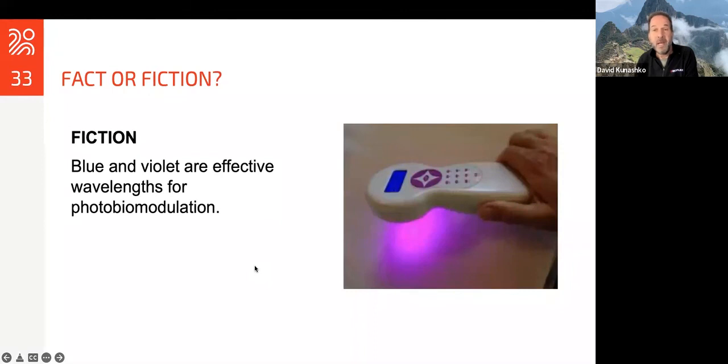Fiction: blue and violet are effective wavelengths for photobiomodulation. I just explained that blue and violet barely penetrate the body. And if you're holding it away from the skin, dollars to donuts, you're getting nothing deep to the epidermis. So while it might be effective for its bactericidal effect on acne, that's not what they're often claimed to do. They're claiming the same effects as photobiomodulation, like red or near infrared. And hey, hate to break the news to you, but the science and research does not agree with your marketing.